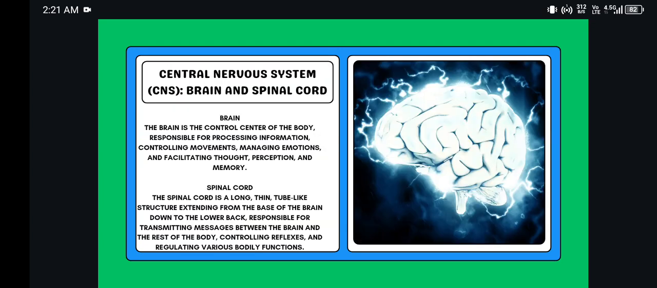Let's move on. The nervous system, as we all know, is divided into two. We have the CNS and the PNS. CNS stands for Central Nervous System, and it consists of the brain and the spinal cord. The brain is the control center of the body, responsible for processing information, controlling movement, managing emotions, facilitating thoughts, perception, and memory. On the other hand, the spinal cord is a long, thin tube-like structure extending from the base of the brain down to the lower back, and is responsible for transmitting messages between the brain and the rest of the body, controlling reflexes and regulating various bodily functions.